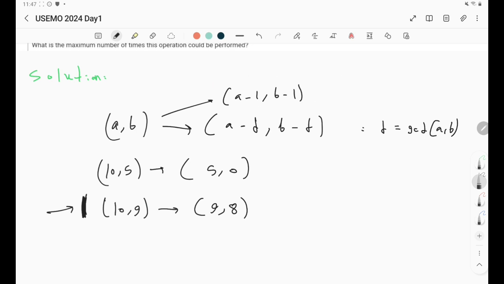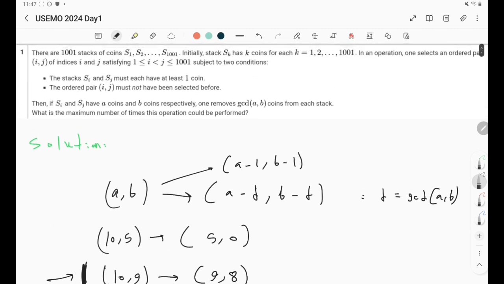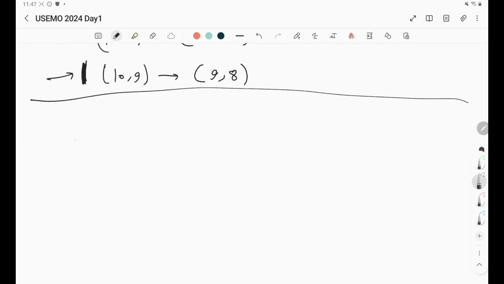Okay, so that was a good analysis. We should be trying to pair some numbers that are coprime. So let's give it a try. We can go from 1 to 1001. We have these numbers at first.